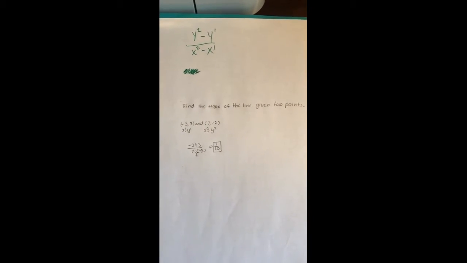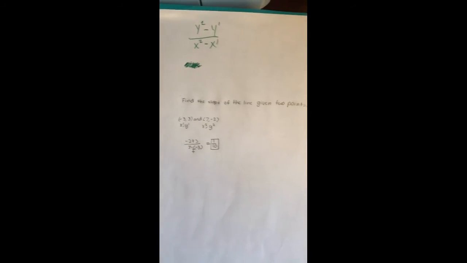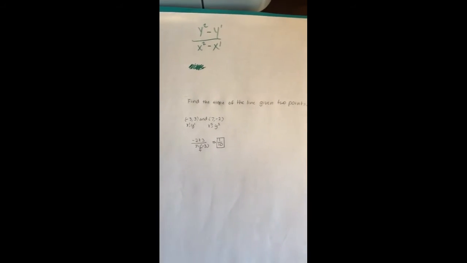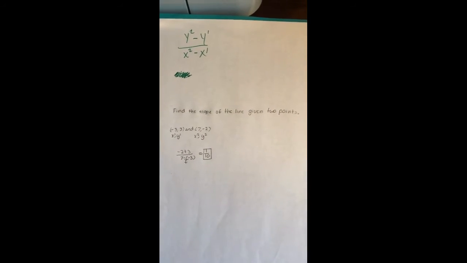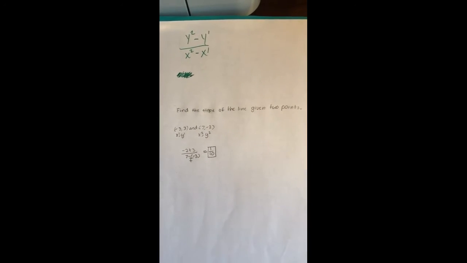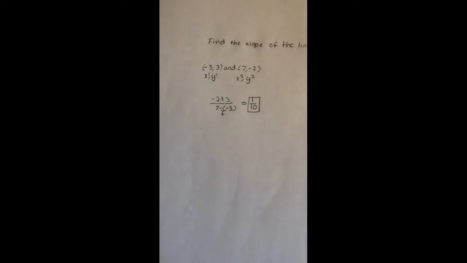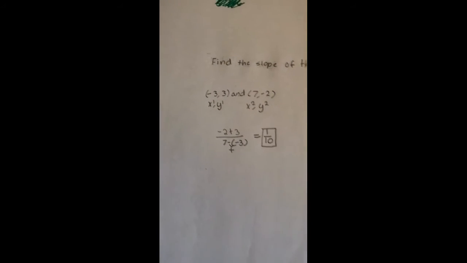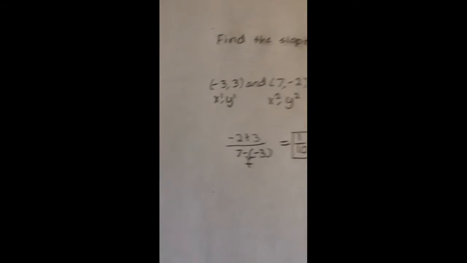Hey everyone, and here I'm going to show you how to do rate of change. This is just a sample problem. You don't have to do any work here. You just have to see how to solve rate of change equations. So here it says find the slope of the line given 2 points. So on a line on a graph, there are these 2 points.